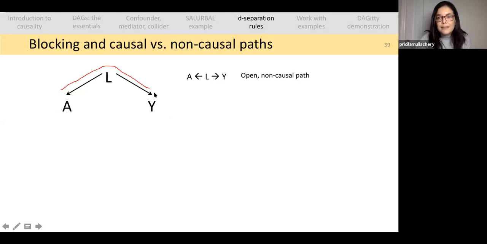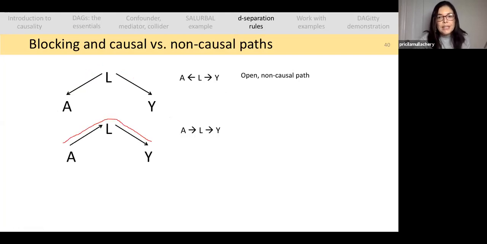This is the kind of path I want to block. This is the second type of path that we saw. Again, this is an open path because I'm not adjusting for anything, but it's a causal path. Why is that a causal path? Because I'm moving along with the arrows. It's also known as a mediator, so L here is a mediator on this path.